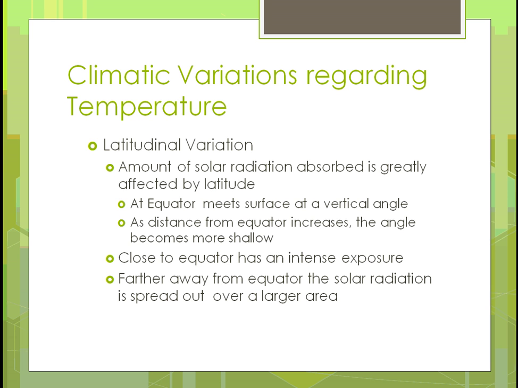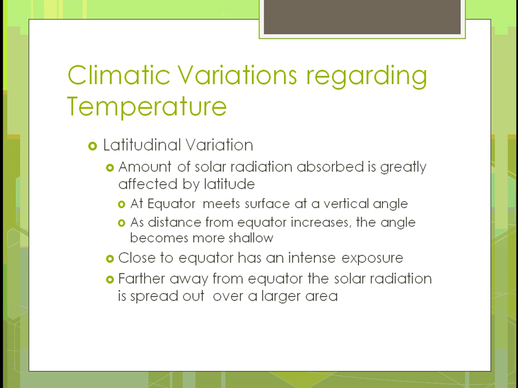With latitudinal variation, the amount of solar radiation that is absorbed is greatly affected by the latitude. When the light is more intense, there's more of an ability to have the right angles so that the soil will warm up more. If you're at the equator, the light is going to meet the surface at a vertical angle. As you get away from the equator, the angle is going to be more shallow. So the closer you are to the equator, the more intense the exposure, and that's why it's hotter and things grow way differently close to the equator as opposed to farther away.